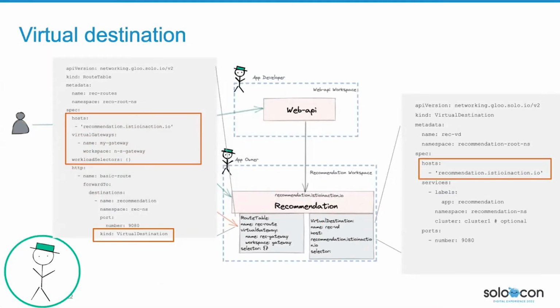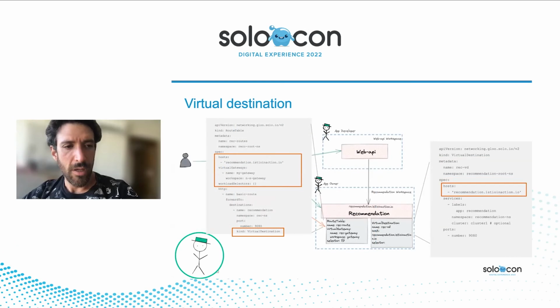So if you recall our previous example, our route table had two host names in it. It had a host name that was used on the gateway to route traffic into the cluster for external clients, and it also had an internal Kubernetes DNS name. Now what you can see is we've removed the internal Kubernetes DNS name, and we've created a virtual destination, which is going to expose the external DNS name that's being resolved by an external DNS provider. It's going to resolve within our cluster.